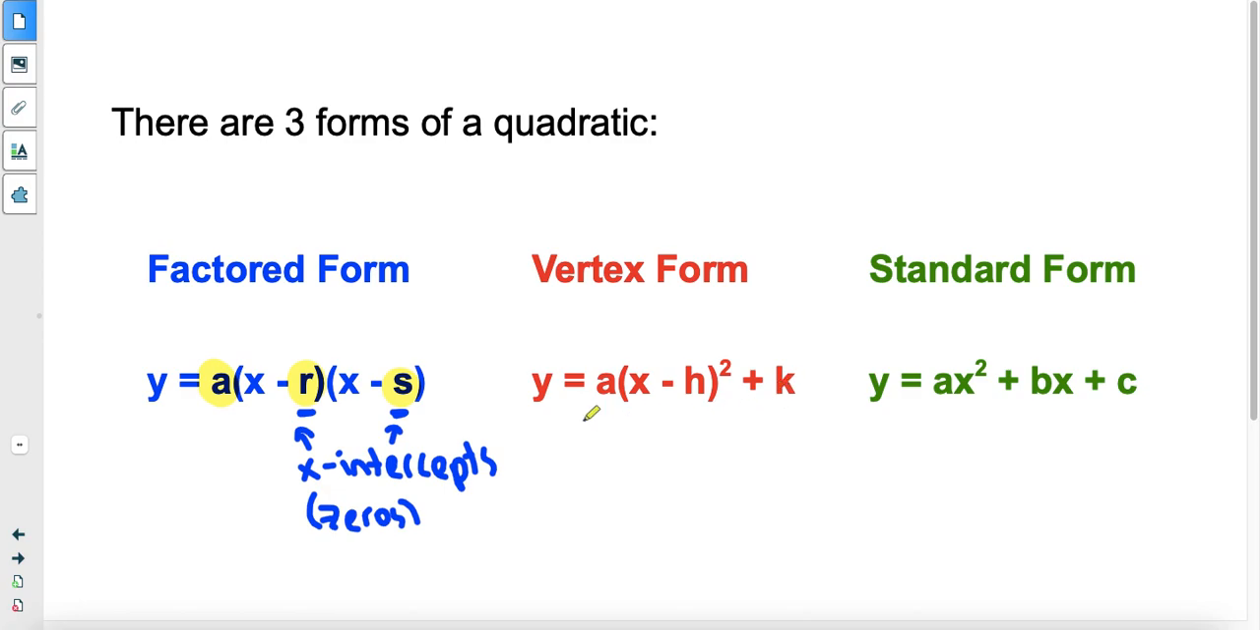Let's review the vertex form as well. So, the vertex form of a parabola is given in this form. y is equal to a times x minus h squared plus k. Here, h, k represents my vertex point.